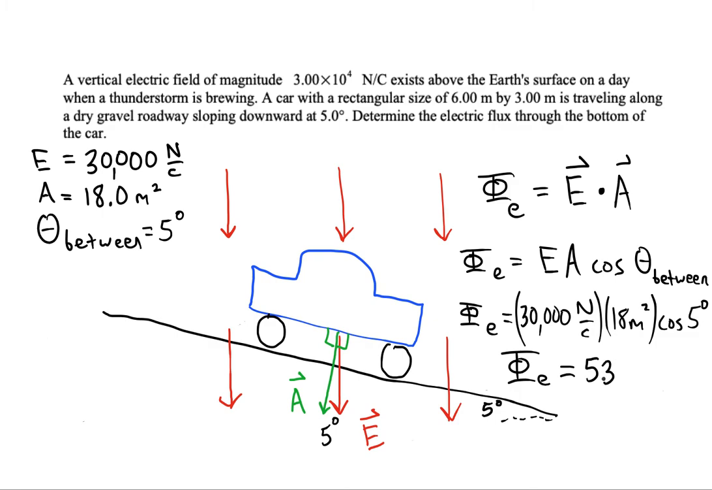It's 538,000 newton meters squared per coulomb. The flux through that surface will be positive. In other words, field is flowing out of the car's geometry through that particular surface.